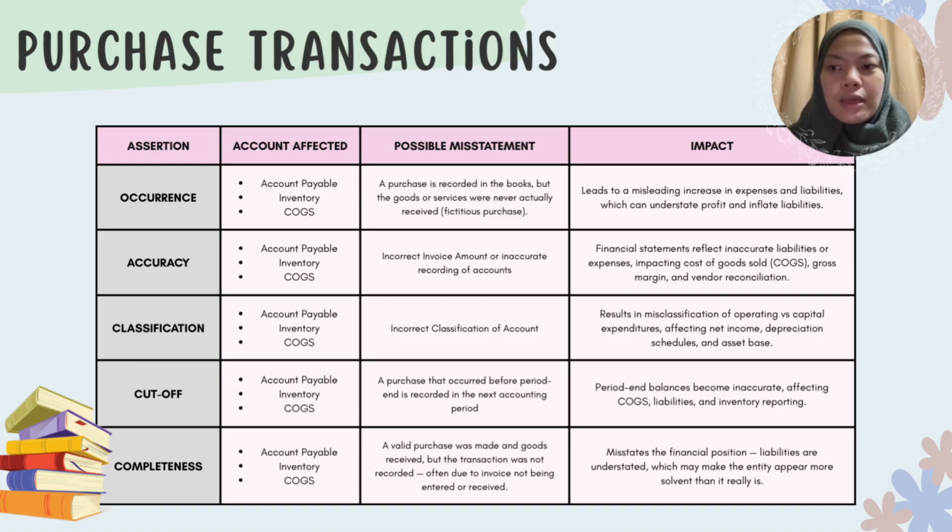reporting. Lastly is completeness. The possible misstatement was that a valid purchase was made and goods received, but the transaction was not recorded, often due to the invoice not being entered or received. So the impact was that it misstates the financial position. Liabilities are understated, which may make the entity appear more solvent than it really is.